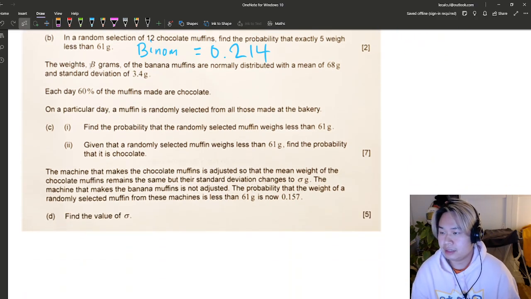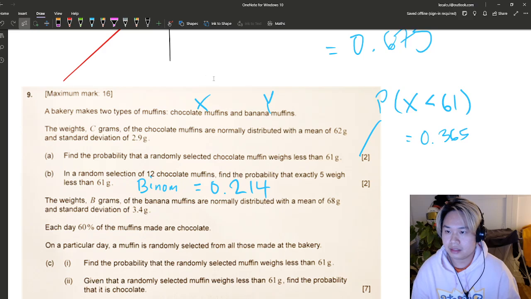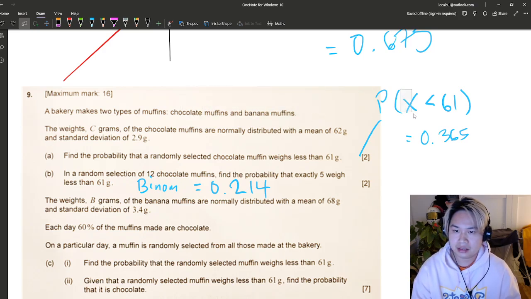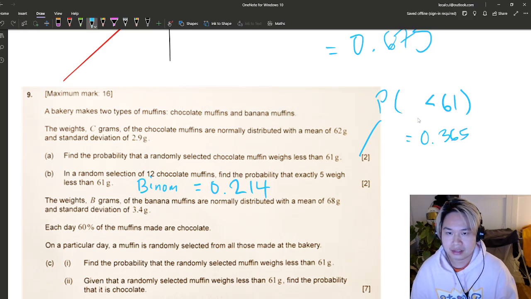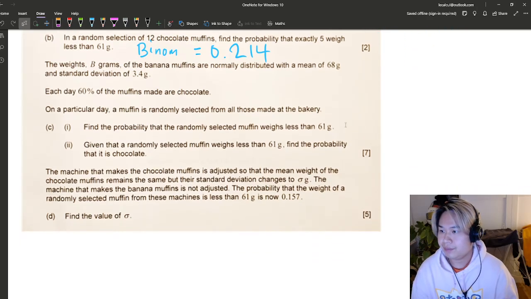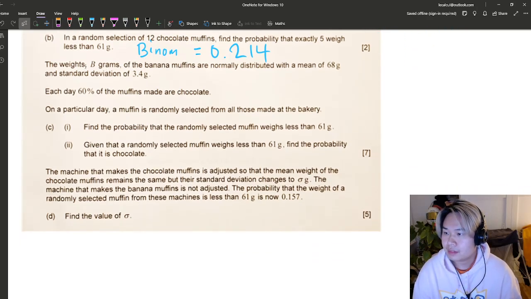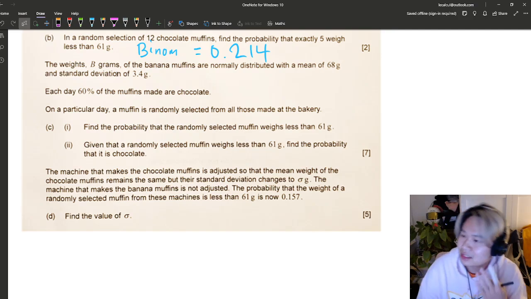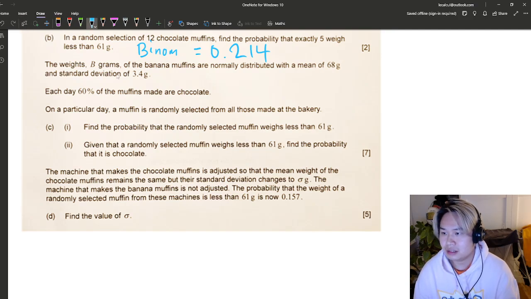Okay, now the weights of the bananas. Oh, I guess they already changed the variables for this, so C for chocolate. So B, bananas, grams, has its own distribution. Oh, I honestly thought that they wouldn't have told us one of these and then you'd have to standardize it. Oh well. Okay, each day 60% of the muffins made are chocolate. So let's just write down that that means that 40% are bananas.